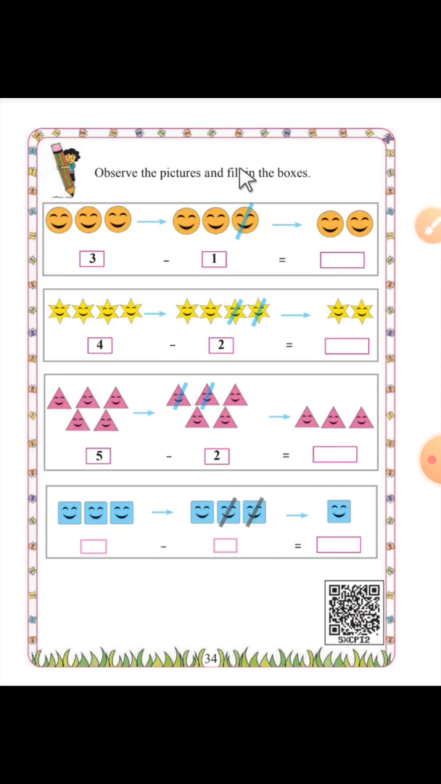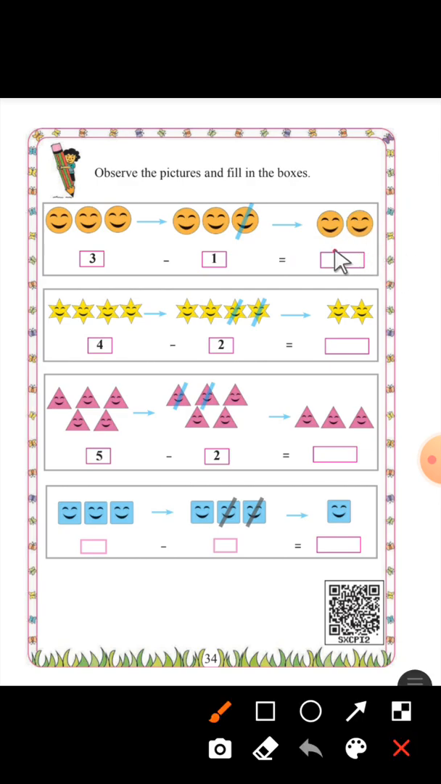Observe the picture and fill in the boxes. Here 3 smiley faces are there. 1, 2, 3. So in this box write 3. From these 3 we will minus 1, cancel 1. So the answer will be 2. 3 minus 1 is equal to 2.